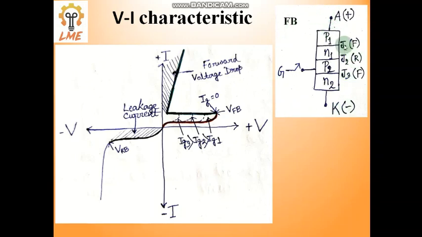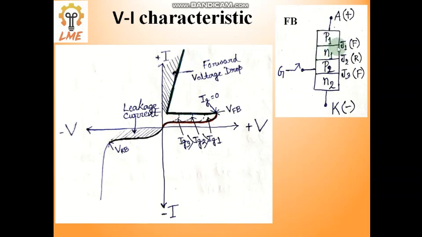So let's check what this actually is. Forward blocking condition means, let's check. This is the forward blocking condition. What is the connection here? Anode is connected to positive and cathode is connected to negative. So when the anode is connected to positive, cathode is connected to negative, and the gate is open, so forget about the gate.